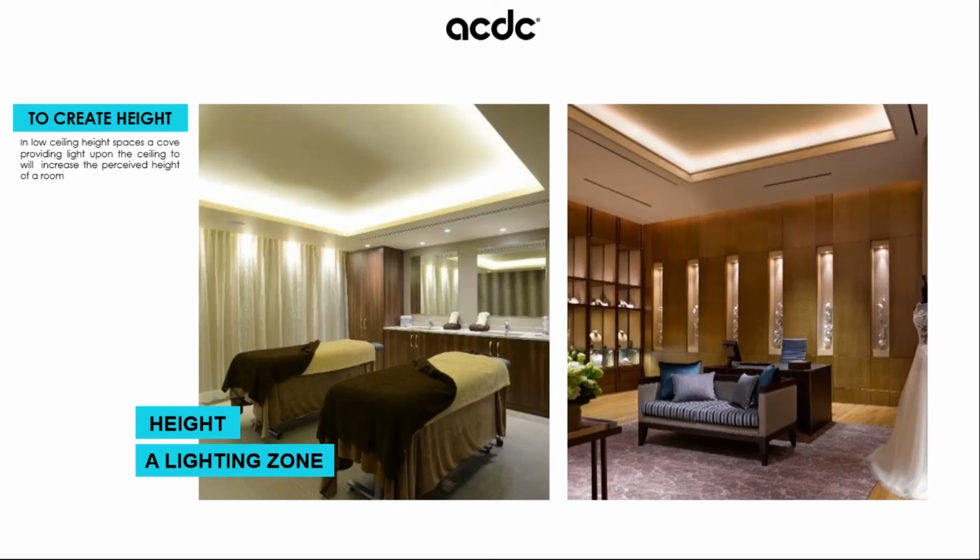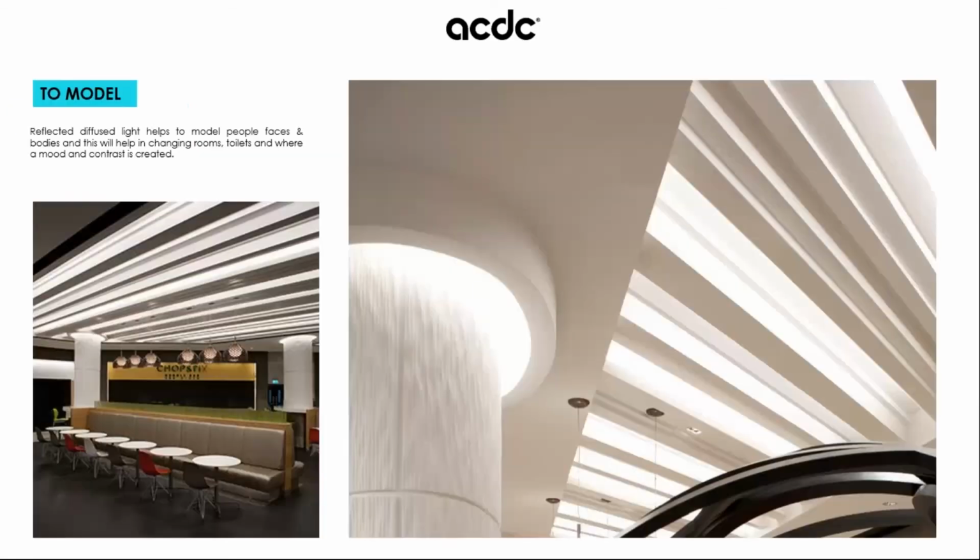A cove also helps to model. So here you've got an example of a food court in a shopping mall where this is all about reflected light. Yes, there's direct light, but it's about reflected light, diffused light. So it's helping people be modeled, their face, their bodies, when they're sat, when they're talking to their friends, we're modeling their face so that it's really clear. The colors are really coming through as well. So that doesn't just go for food courts. Yes, it's about changing rooms, toilets as well. It's about creating the mood and the identity of that space.